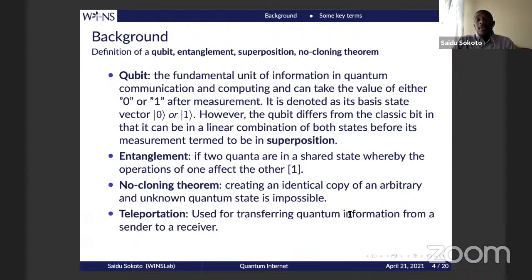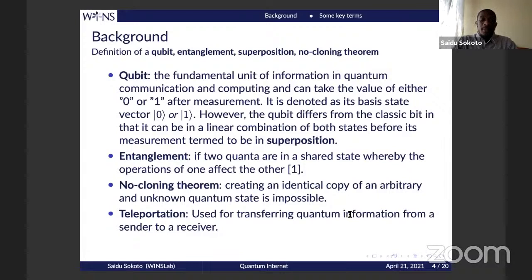However, it differs from the classical bit in the sense that it can also be in a superposition. It can be in a linear combination of both a 0 and a 1. This is before measurement, though. When the qubit is measured, it collapses into either a 0 or a 1. This is a very important characteristic of the qubit, which will be used in quantum networking.